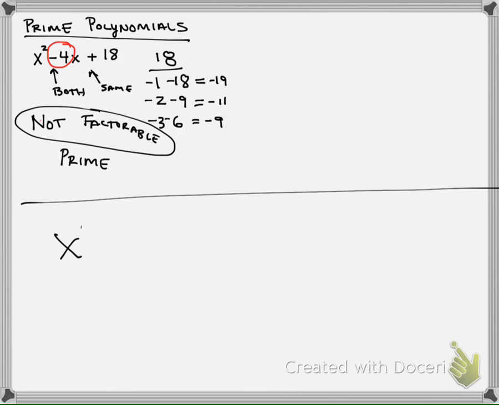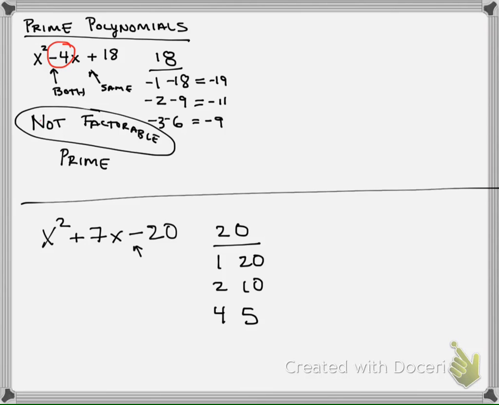Given x squared plus 7x minus 20, pause the video and see if you can figure out whether it's prime or not prime. Okay, hopefully you got it. Again, using the short AC test, we're going to say 1 times 20 gives us 20. The factors of 20 are 1 and 20, 2 and 10, 4 and 5.